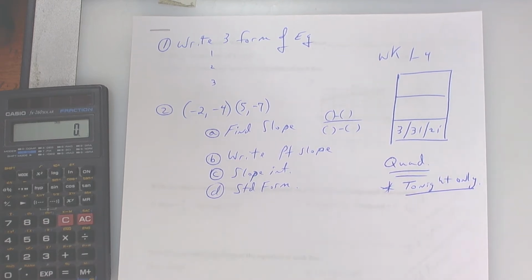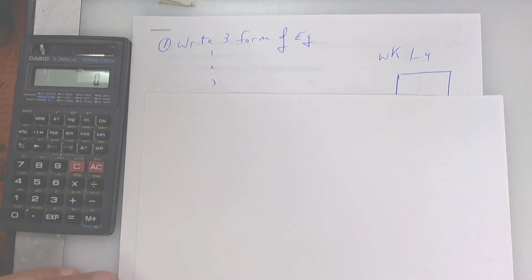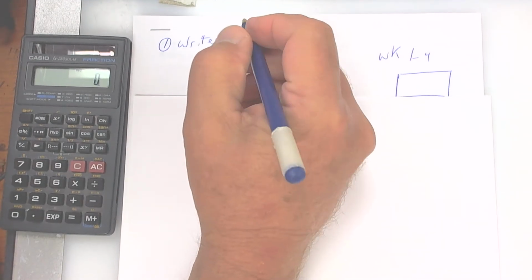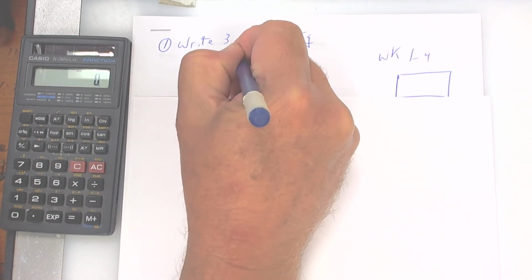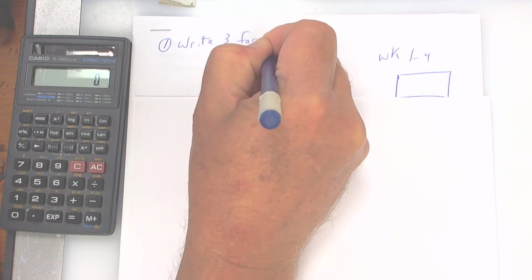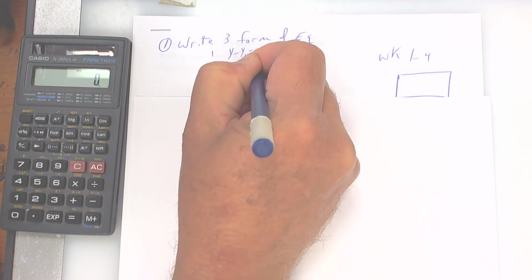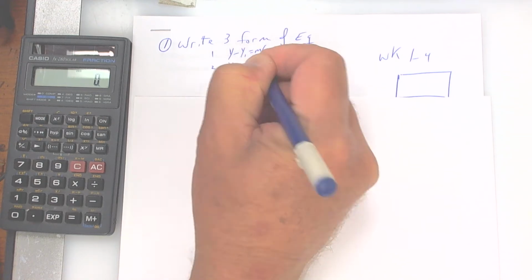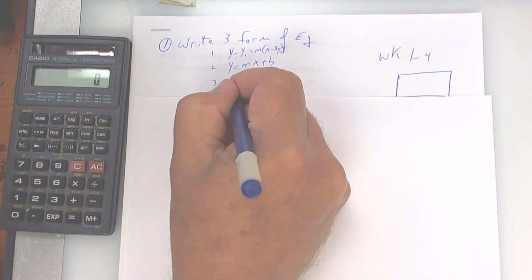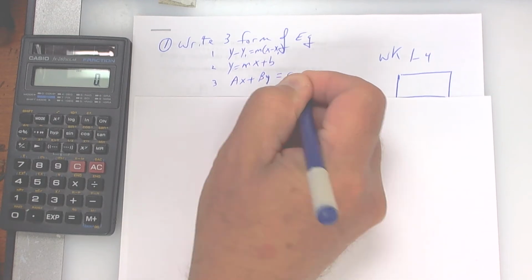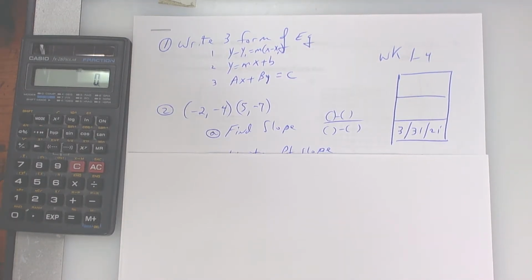Okay, so let's take a look up here. On this right here, it says write three forms of an equation. Well, there's one of them that's called point slope. There's one that's called slope-intercept form. And there's one that's called standard form. And you need to know all three. Let's take a look here.